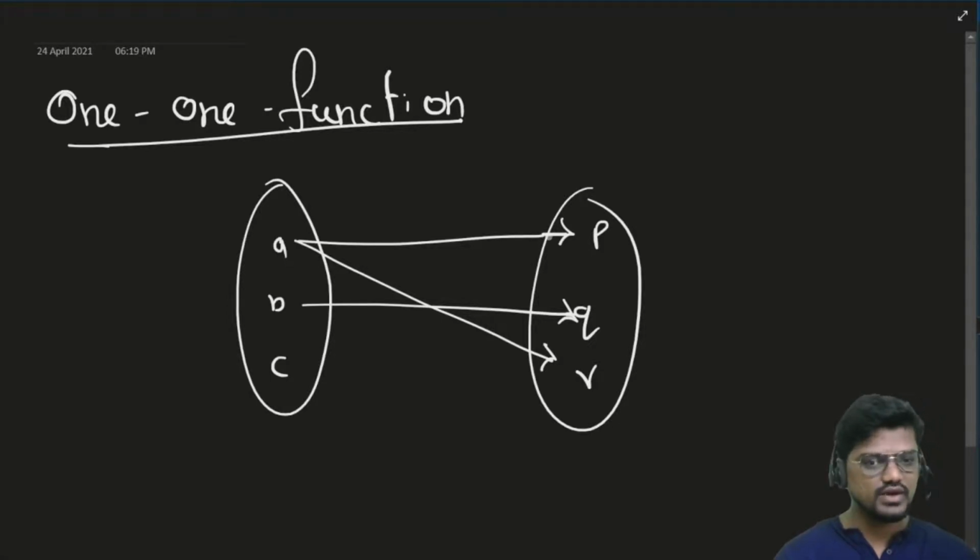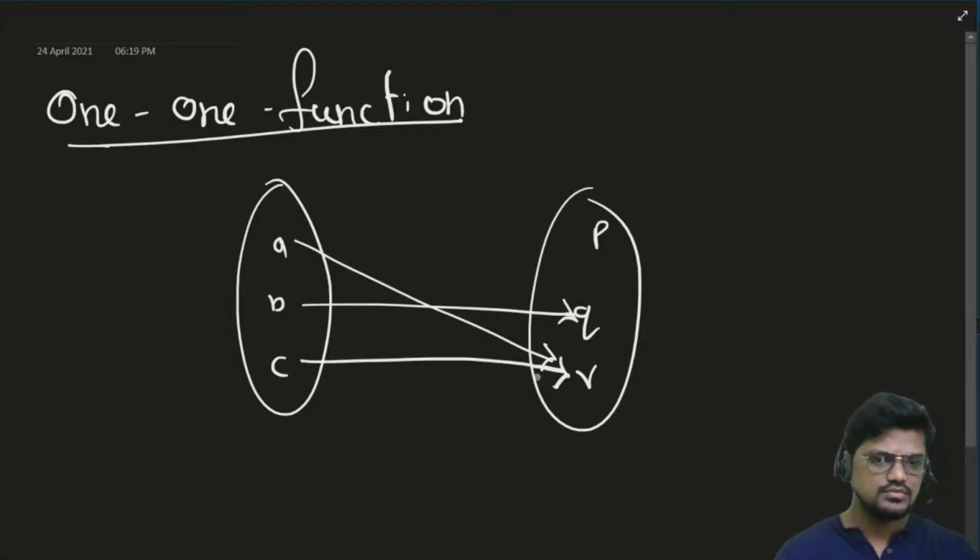Actually it is not even a function. Why? Because A has two mothers, so that is not fine. Okay. Now, is it a function? Is it a 1 1 function? It is not a 1 1 function also because a single mother has two children. Then there is a problem.